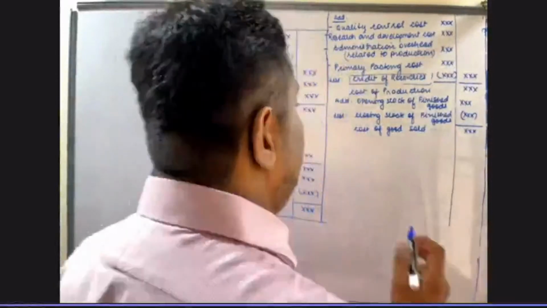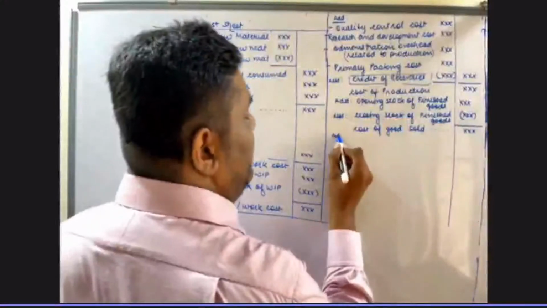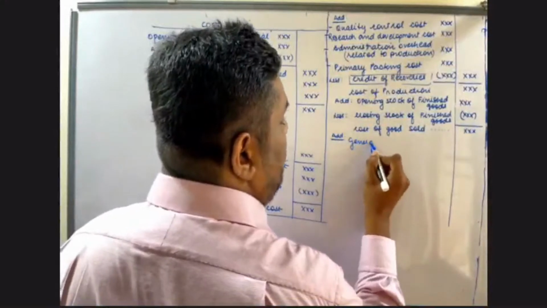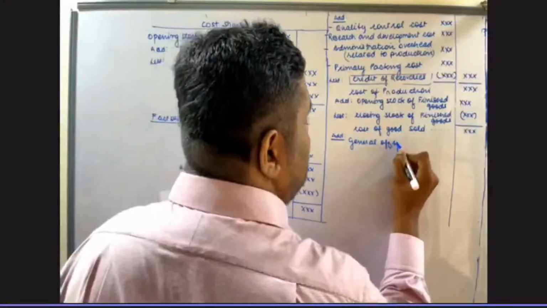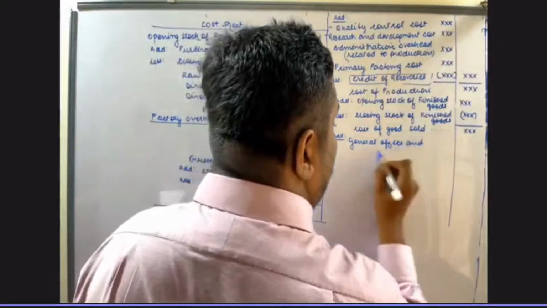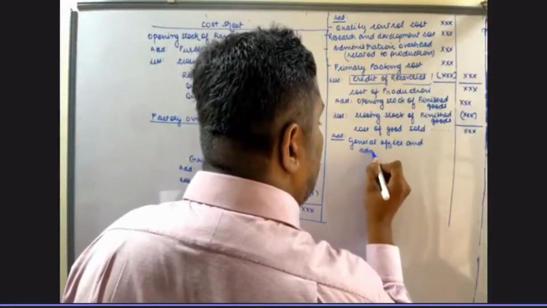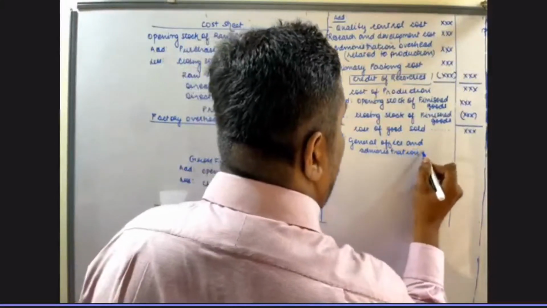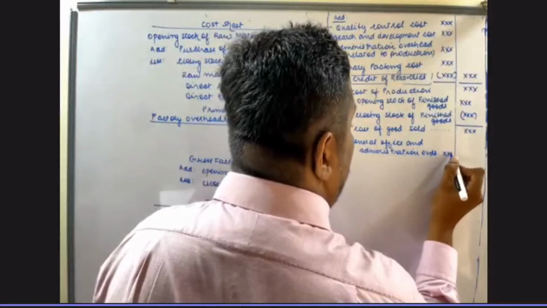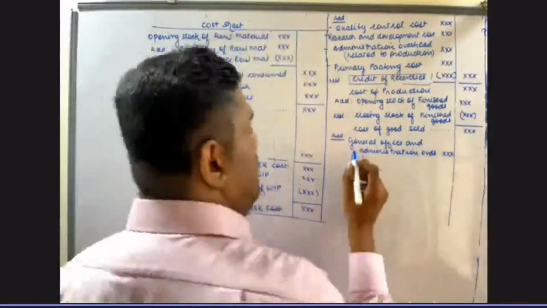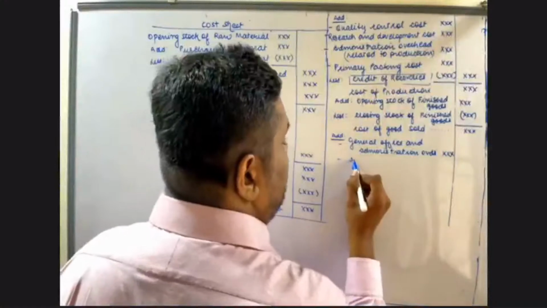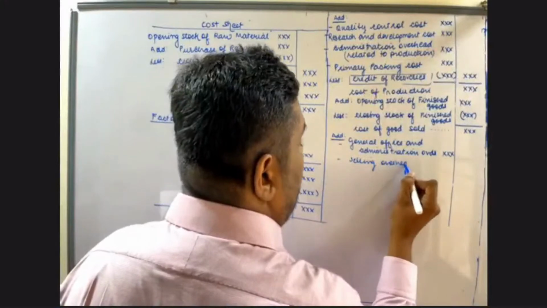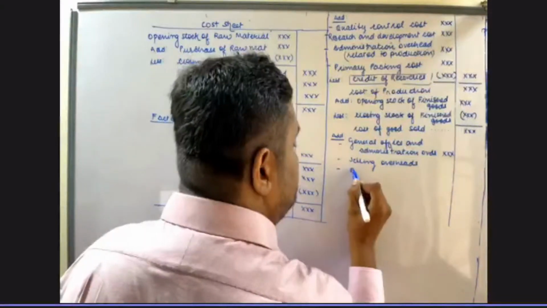Further, in this cost of goods sold, we will add general, office, and administration overheads, plus we will add selling overheads and distribution overheads.